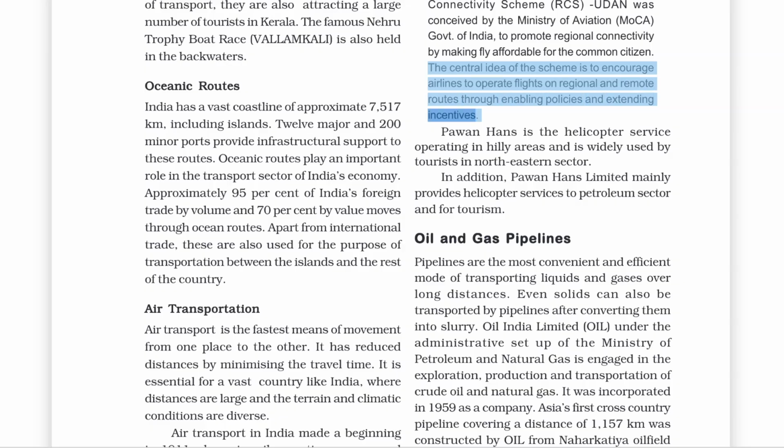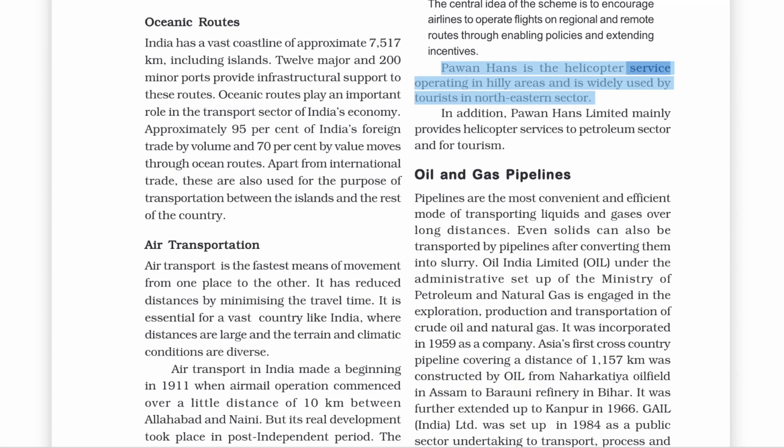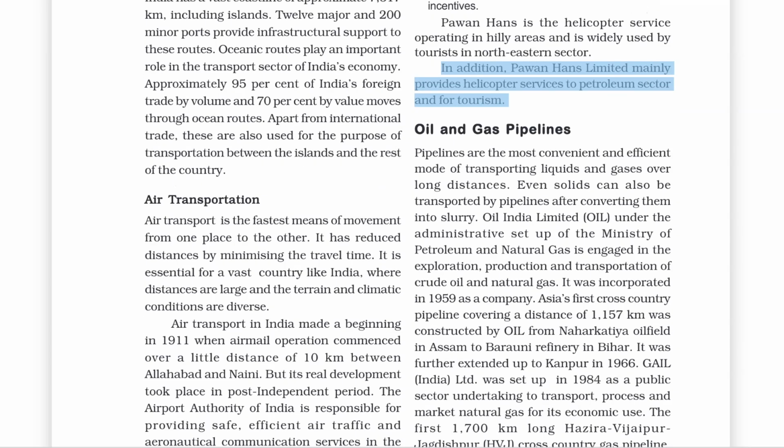policies and extending incentives. Pawan Hans is the helicopter service operating in hilly areas and is widely used by tourists in northeastern sector. In addition, Pawan Hans Limited mainly provides helicopter services to petroleum sector and for tourism.